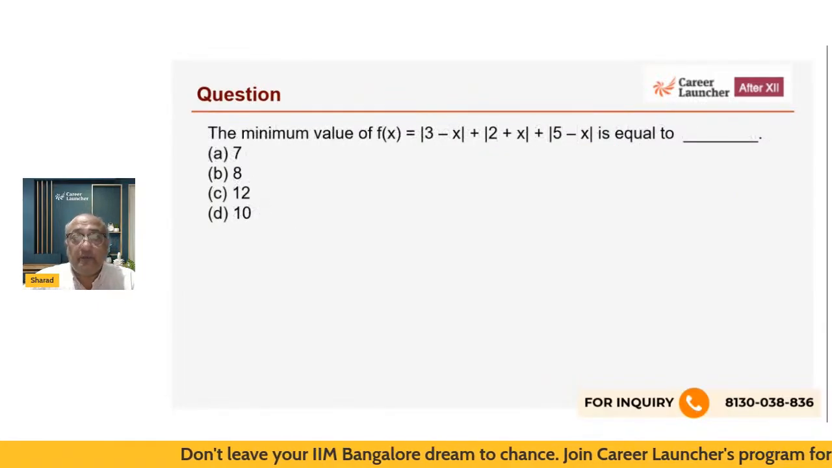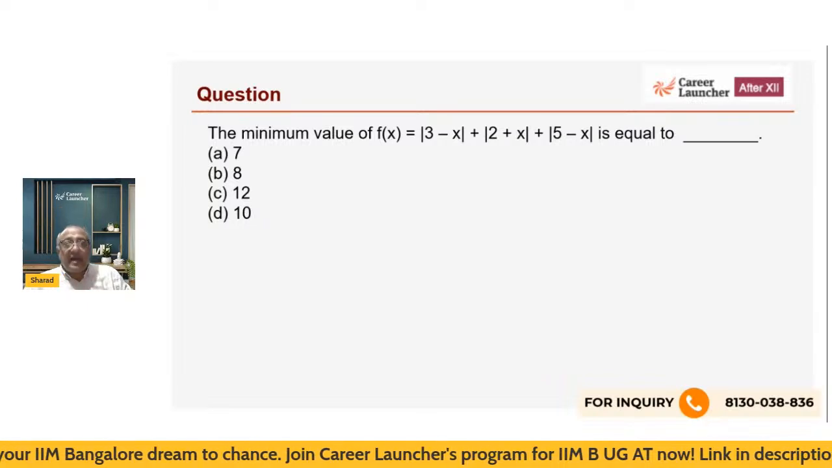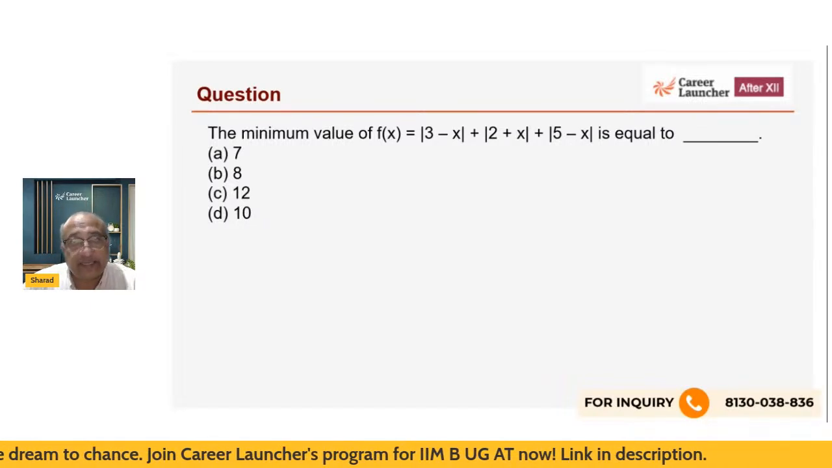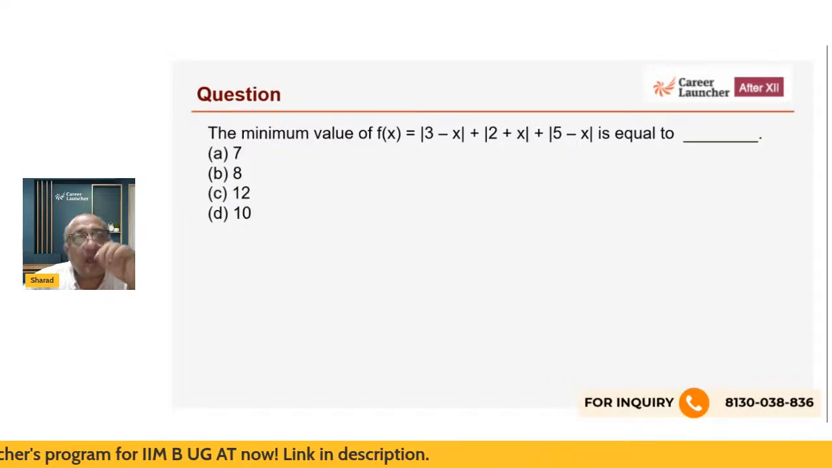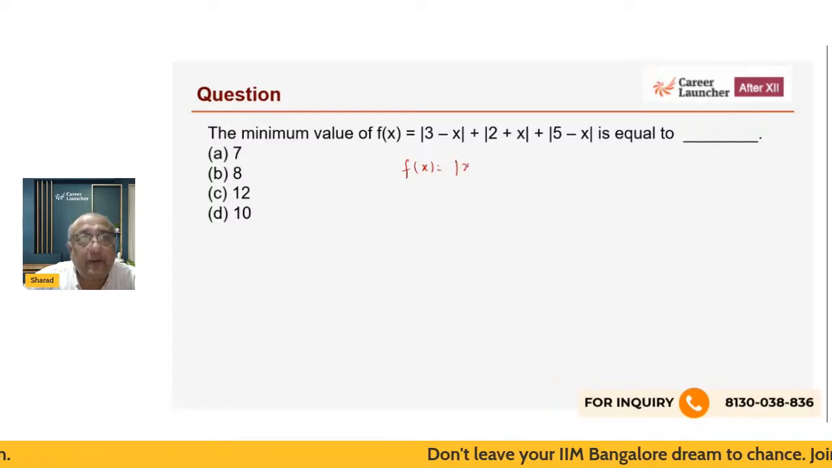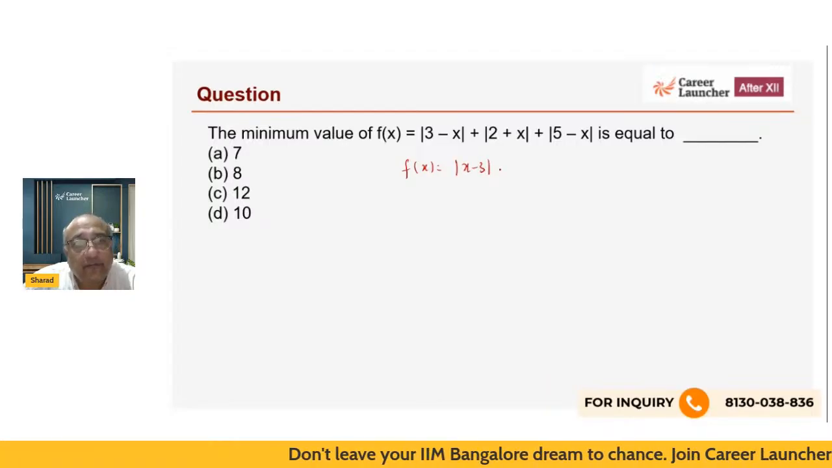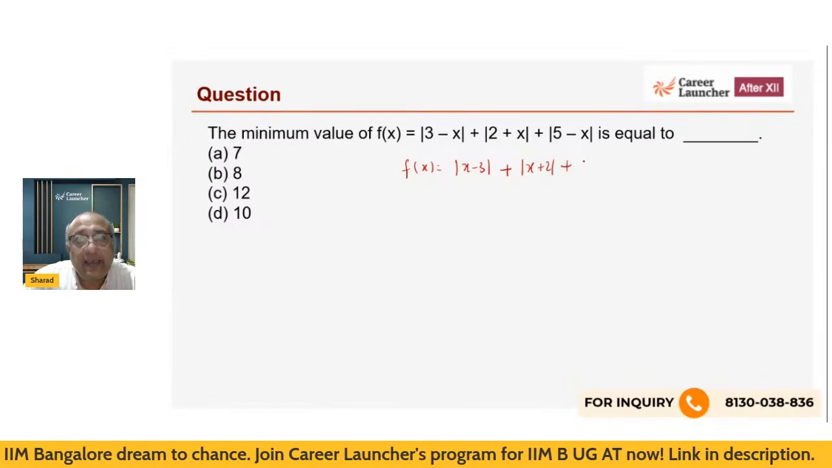Next question, which could be the last question of our mod section, right? Now just look at it. How easy this question is, and how much time we could have wasted had we not known this method. Mod of 3 minus x is mod of x minus 3. This is x plus 2. This is x minus 5.